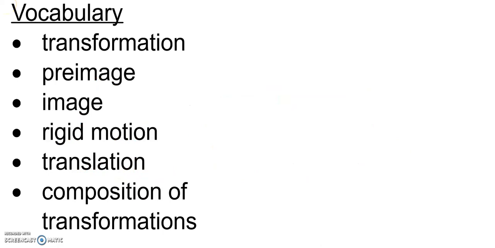So there's a lot of vocabulary that goes along with this lesson and this chapter. What is a transformation? What is a preimage? What is an image? What is rigid motion? What's a translation? And what is a composition of transformation? All of these vocabulary terms should be in your notes.